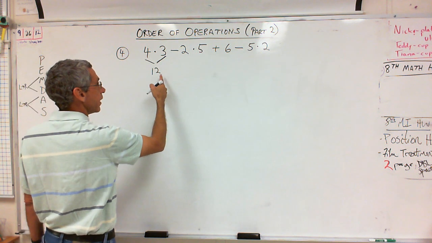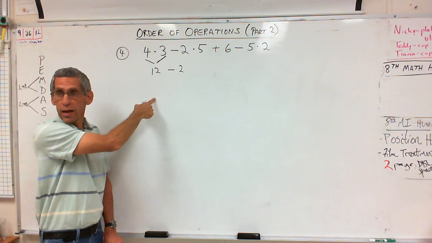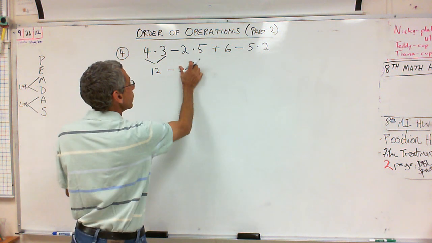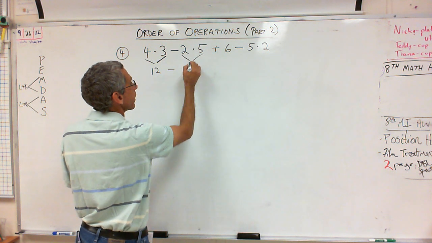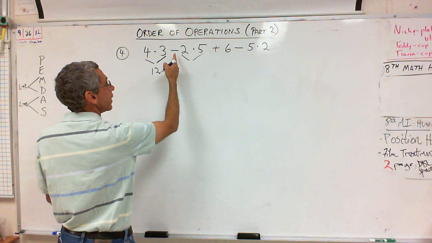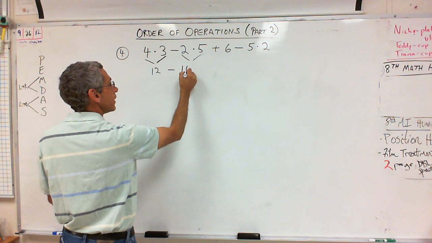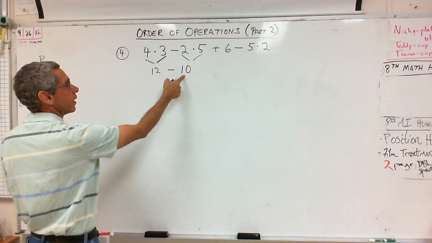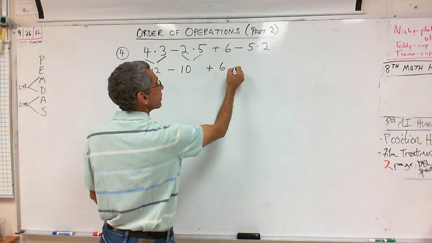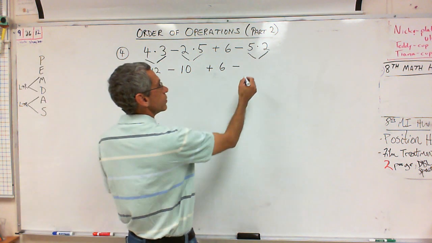12. Now, can I say minus 2? 12 minus 2 is 10, right? Can I do that? No, I can't, because look, what do I have here? Here's another multiply, right? Negative 2 times positive 5 is negative 10, right? So I'll have 12 minus 10. All right, then it says plus 6 minus, uh-oh, there's another multiply. What's 5 times 2? 10.